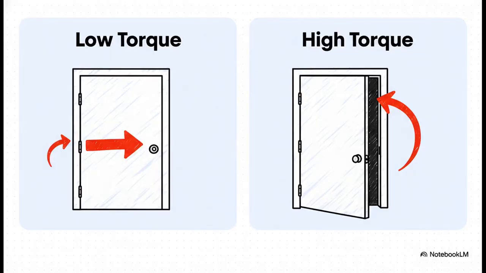And this explains something you already know perfectly well from your everyday life. Why are doorknobs always placed as far away from the hinges as possible? Because pushing there, far from the pivot point, creates the maximum amount of torque. If you try to push a door open with the same force right next to the hinge, well, you create almost no torque, and that door barely even budges.